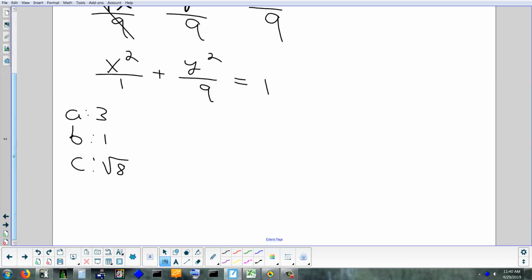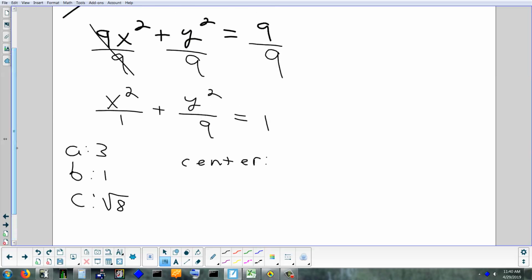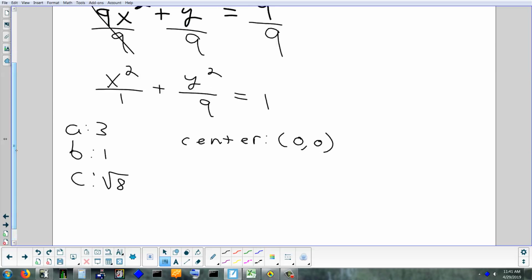First thing you should always write down when you discuss it: the center. Do the center first, because everything else is relative to the center. If you don't know the center, you don't know anything. Where's the center in that equation? It's the origin. Again, it's going to be very obvious when it's not the origin, and that's the last thing I'm going to show you. Okay, so the center is at the origin.